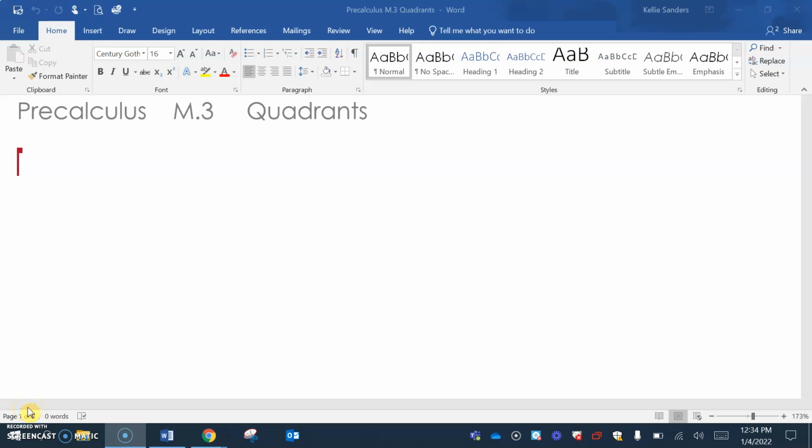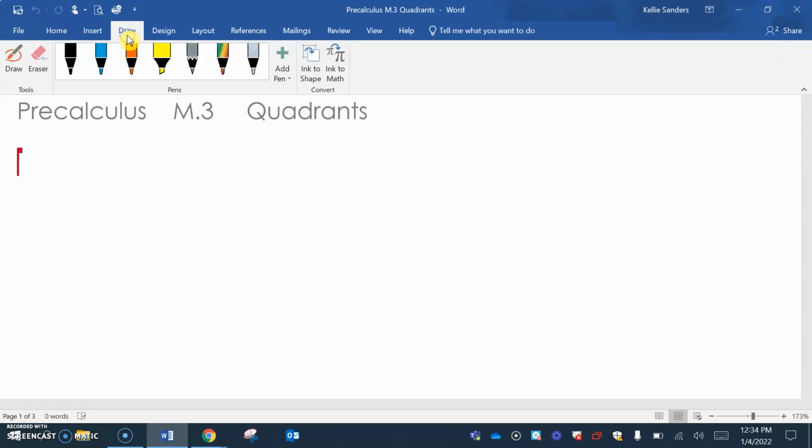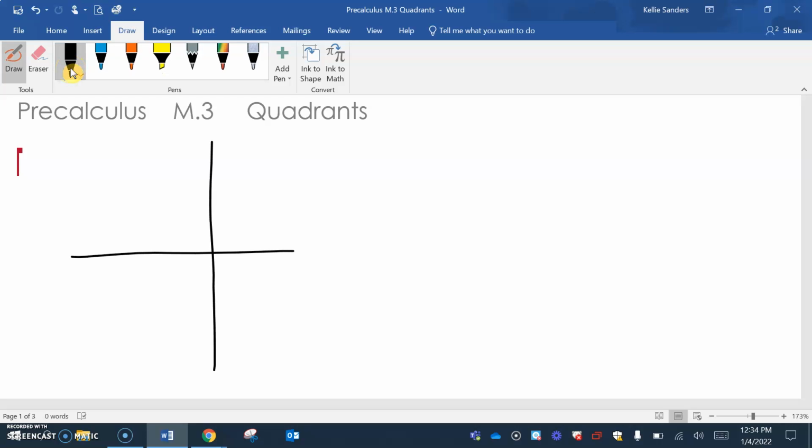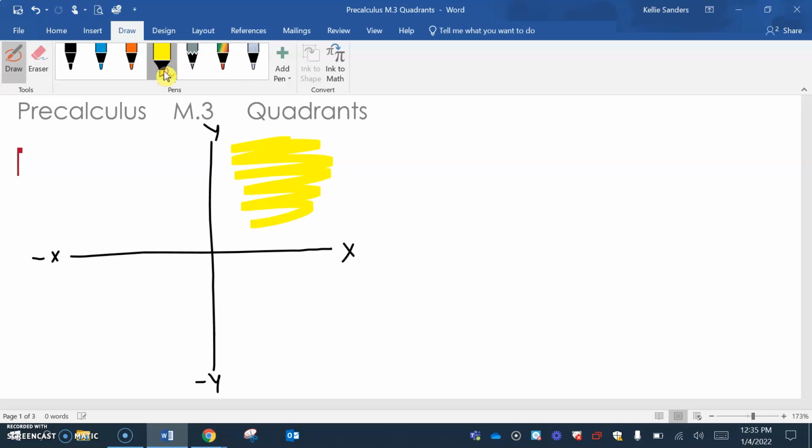M.3 Quadrants. And what a quadrant is, so there's the coordinate plane, and this is the positive x-axis, the positive y-axis, negative x, and negative y, right? And we always start on the positive x. In trig, when graphing, you always start on the positive x. And if we're talking about quadrants, we have divided this into 4 different parts.